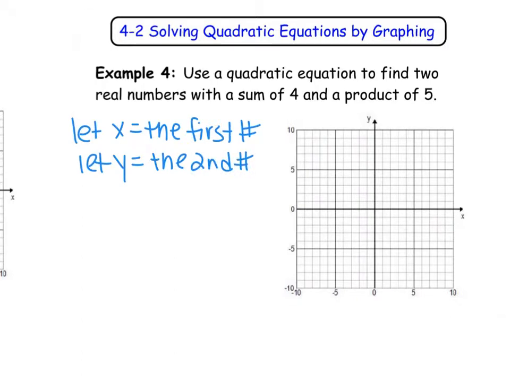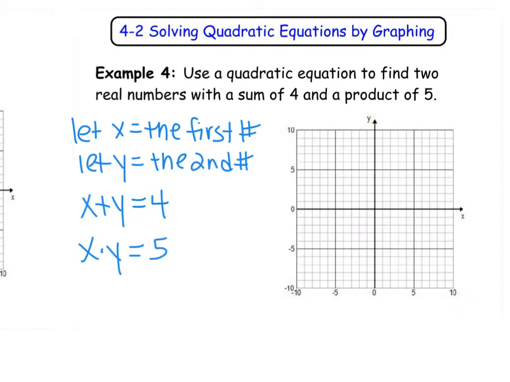So what do we know about these two numbers? Well, we know that their sum is 4. So we know that x plus y is equal to 4. And then we know their product is 5. So I know that x times y is equal to 5.